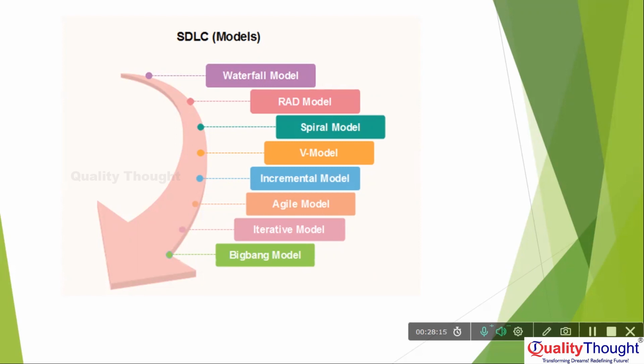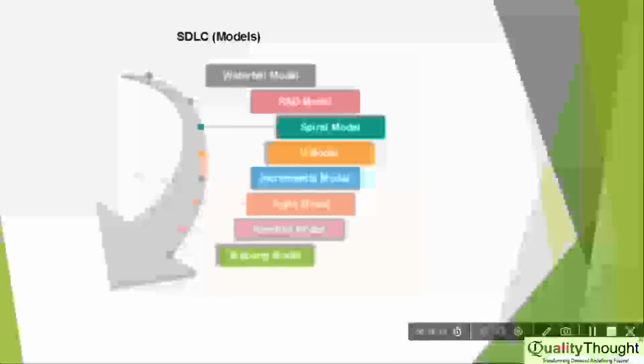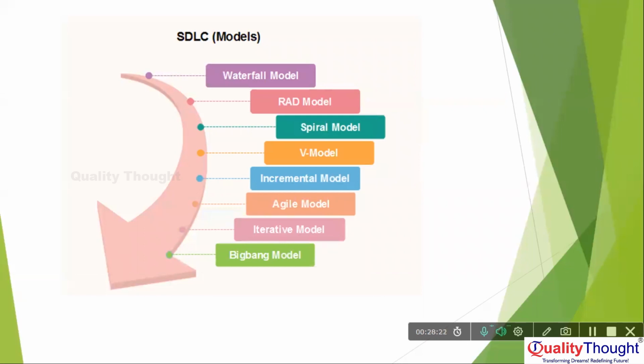Out of 100, 94 or 95 are working on the agile model only. One or two are working on the waterfall model, the rapid application model, or the spiral model. These are used by some organizations. For example, what do you mean by rapid application development model? It means the customer himself doesn't know what type of software he wants to develop. Then you go for rapid: you develop a prototype and give it to him.